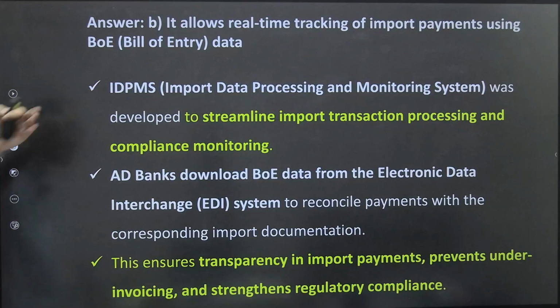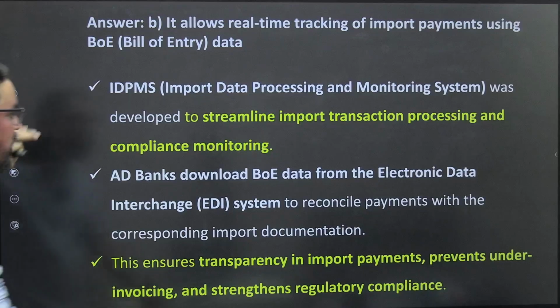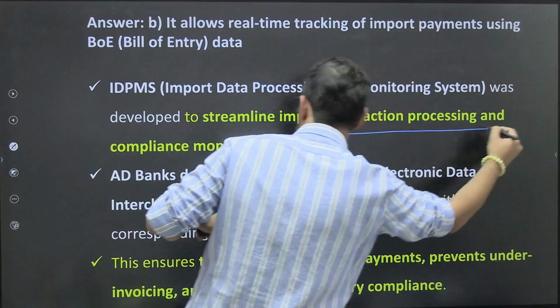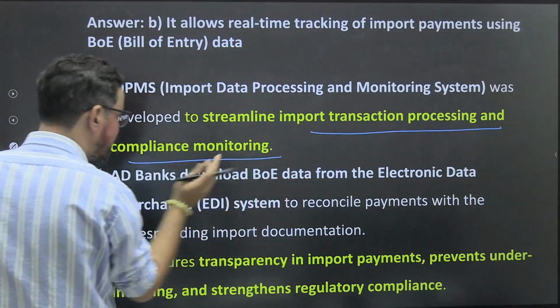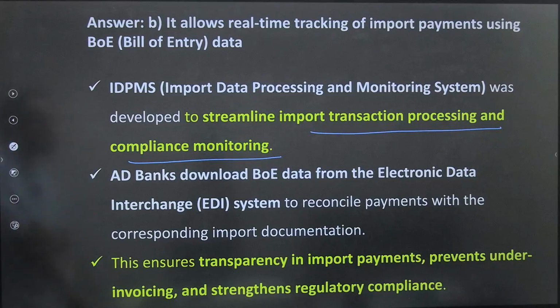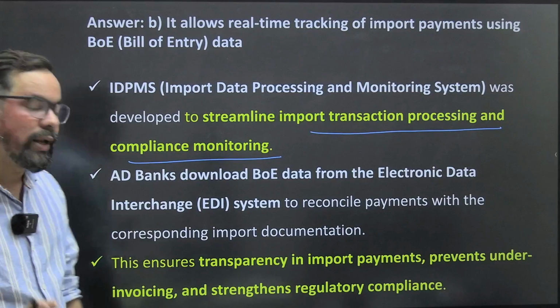So what are the uses of IDPMS? To develop streamlined import transaction processing and compliance monitoring. This is the core. Authorized dealer banks download BOE data from the electronic data interchange system, that is EDI, to reconcile payments with the corresponding import documentation. This ensures transparency in import payments, prevents under-invoicing, and strengthens regulatory compliance as well.